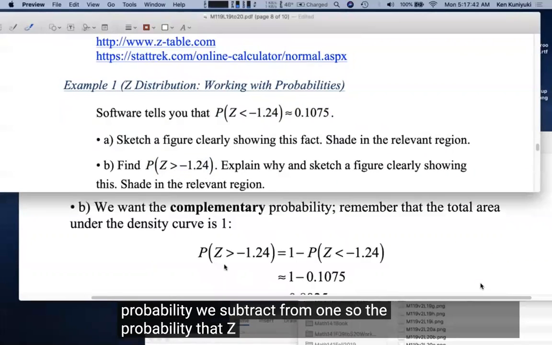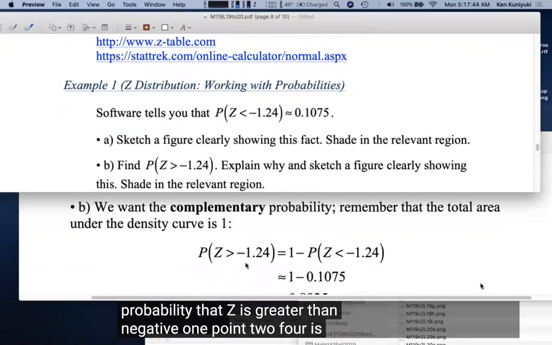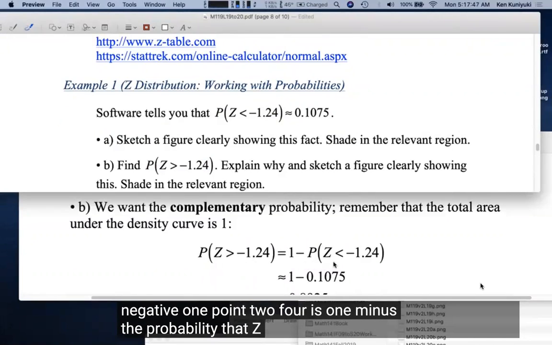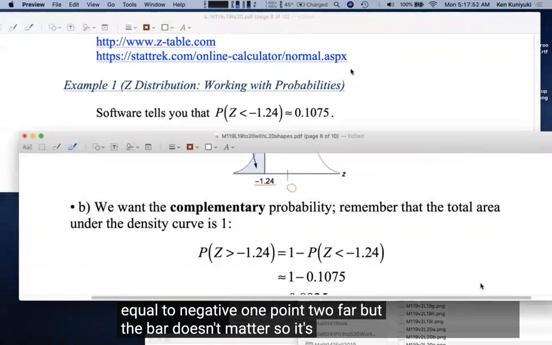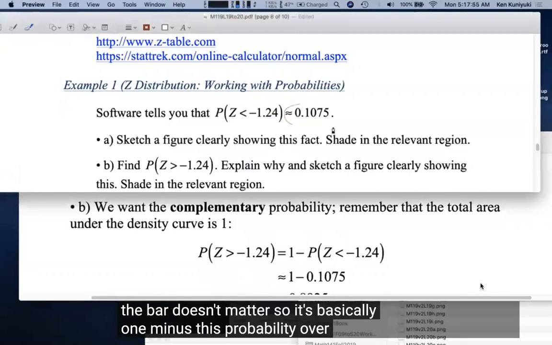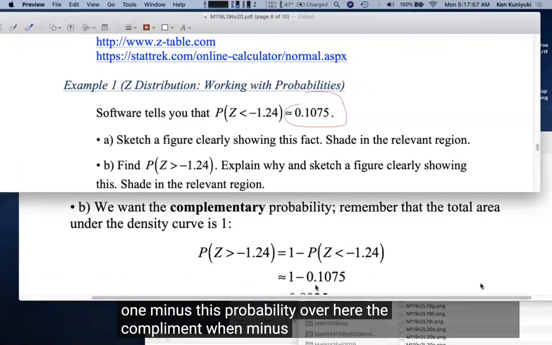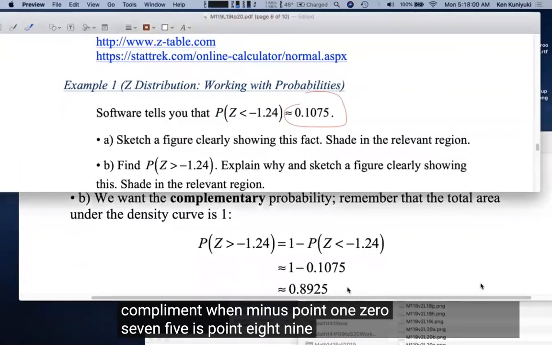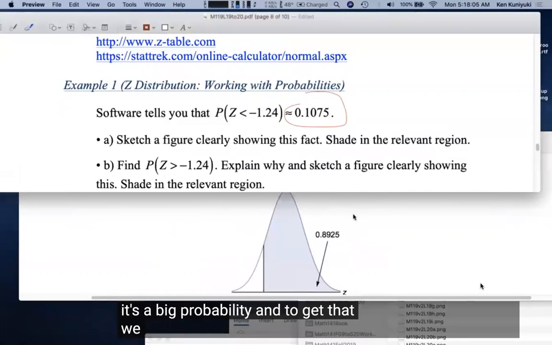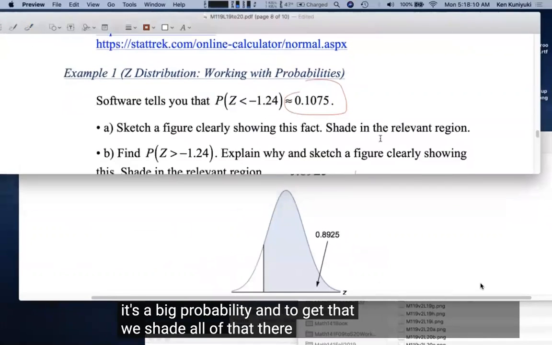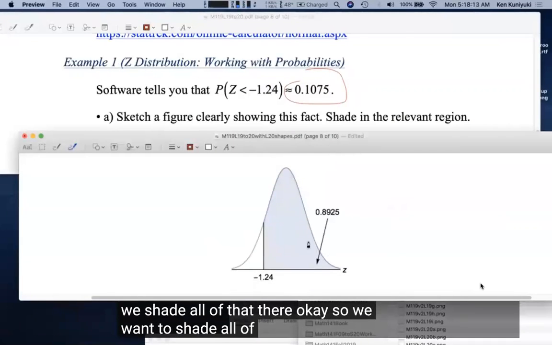So the probability that z is greater than negative 1.24 is 1 minus the probability that z is less than or equal to negative 1.24, but the bar doesn't matter. So it's basically 1 minus this probability over here, the complement. 1 minus 0.1075 is 0.8925. It's a big probability. And to get that, we shade all of this over here to the right.